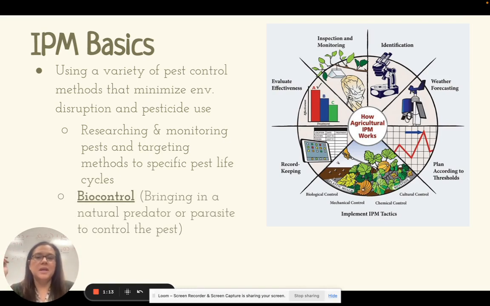hit that pest. One of the ways that we can do this is through something called biocontrol, which is bringing in a natural predator or parasite to control the pest. This is a great method when it works, but it does take very careful planning because it's very easy for biocontrol to not go how we planned it. But we've had successful biocontrol methods in the past.